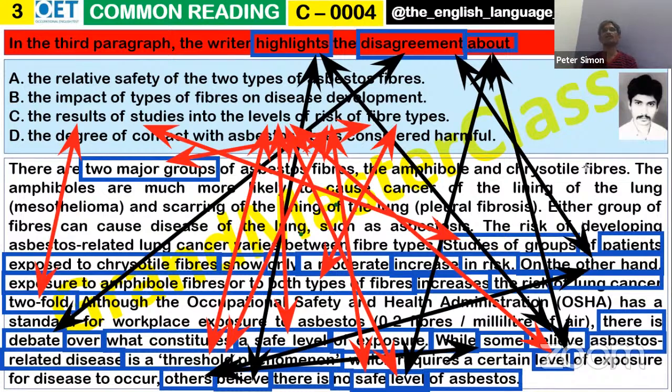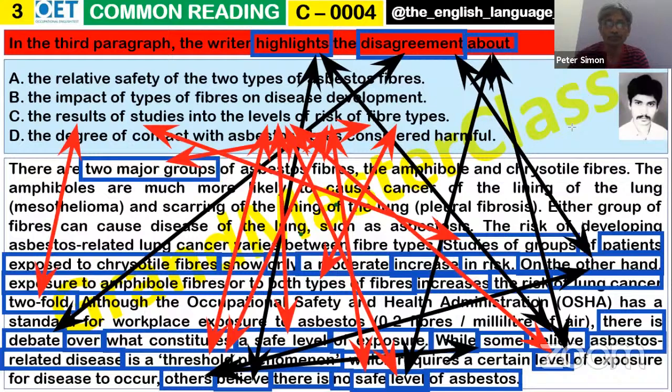The results of studies into the levels of risk of fibers. There are two different groups. Some people say yes, safe zone is there. Some people say there is no safe zone. So, disagreement: some people and other people, one group and the other group, on the one hand, on the other hand. So that shows the word disagreement is separating people into two different groups. So be very careful when he's talking like this.